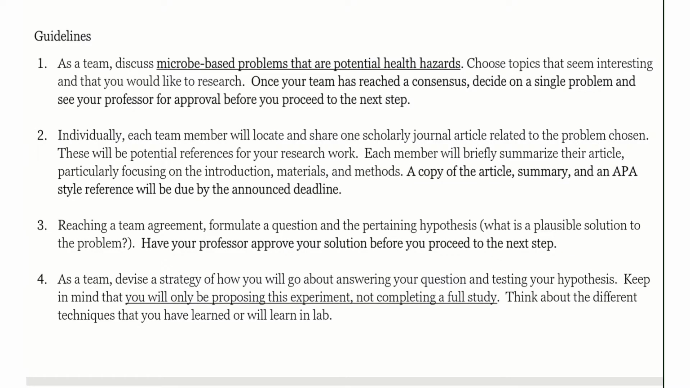Number 4. As a team, devise a strategy of how you will go about answering your question and testing your hypothesis. Keep in mind, though, that you will only be proposing this experiment. You will not be completing the full study. Your solution is based on research. So think about the different techniques that you have learned or will learn in lab, or things that you have read about online.